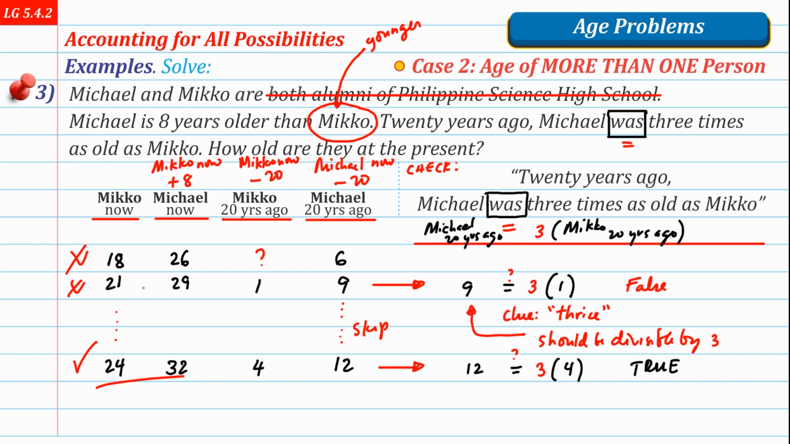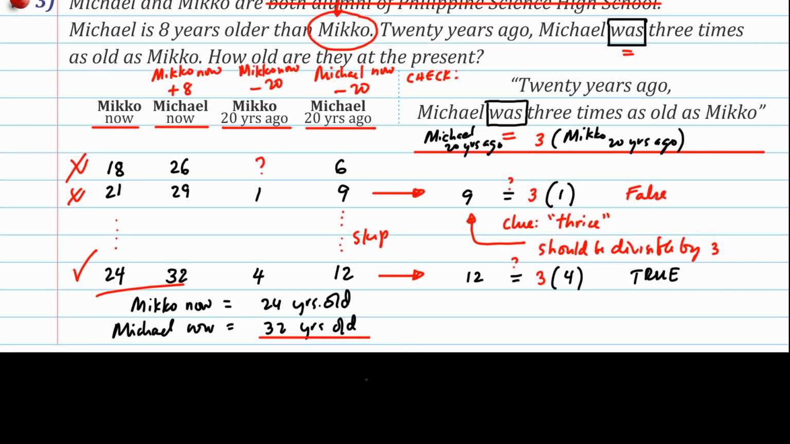Imagine, pag 21, 22, 23, ang dami mong nilista. So, yun po yun. Kung mabilis ka naman, walang problema. Okay, how old are they at present? Go back to the question. That means, we need to know Miko now, which is equal to 24 years old. And then, Michael now. So, Michael now is 32 years old. Always go back to the question, guys.